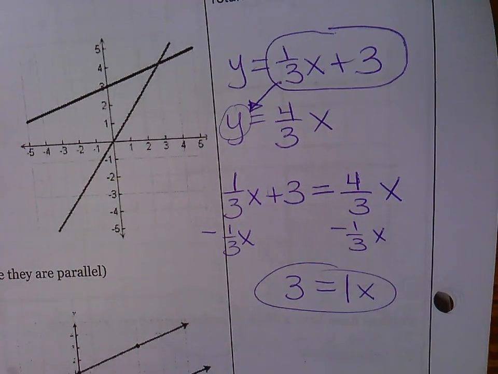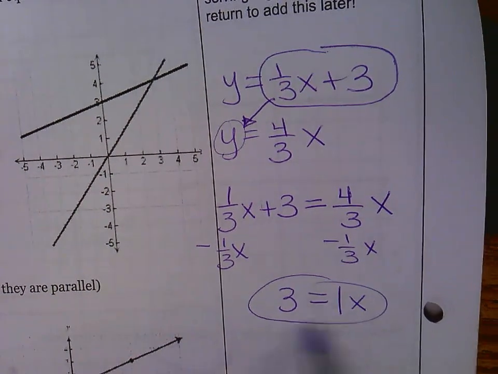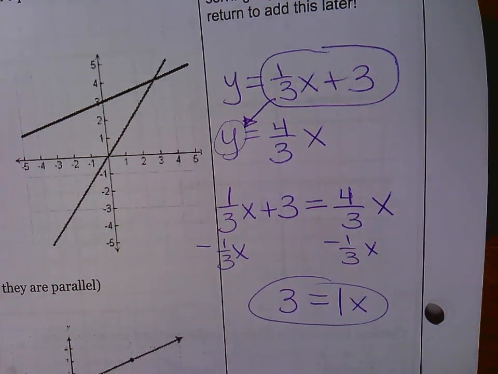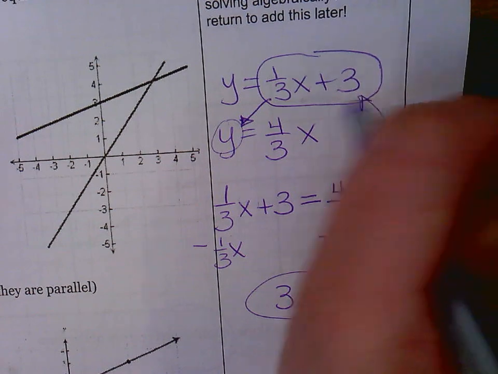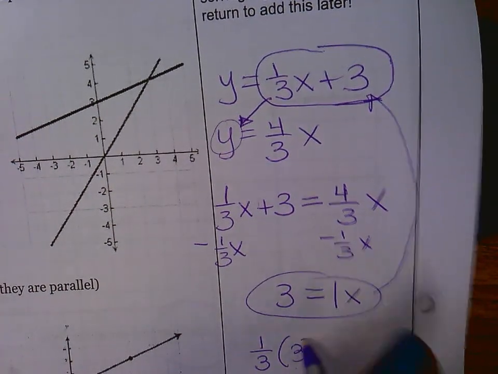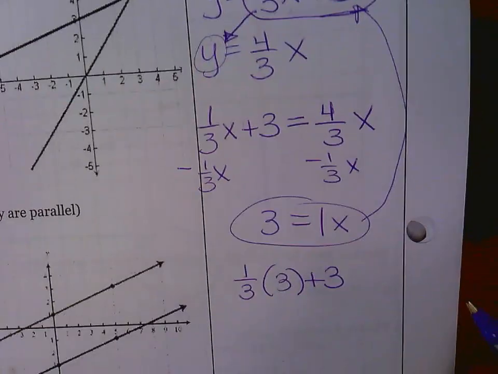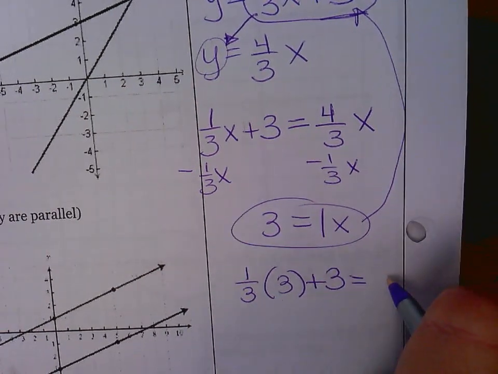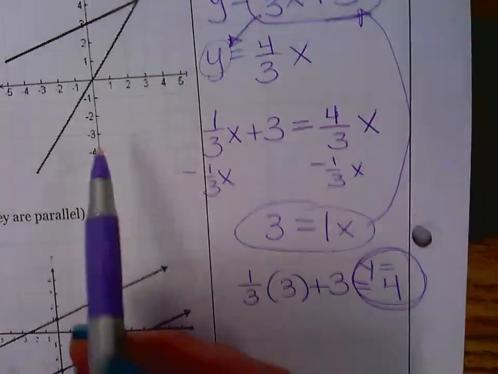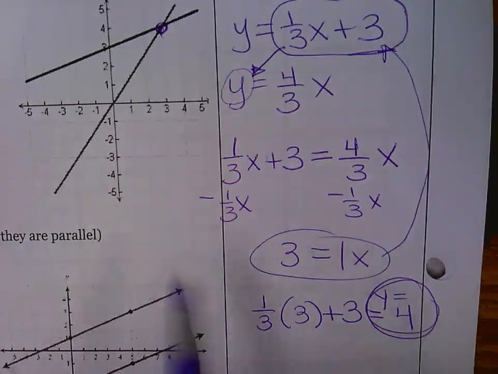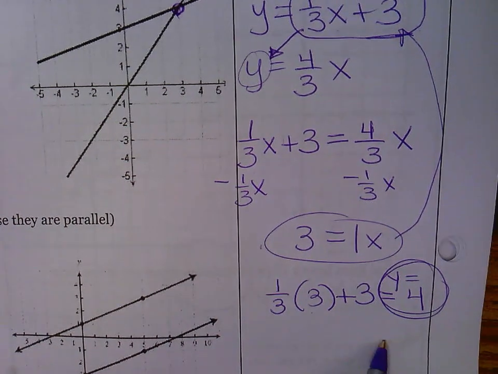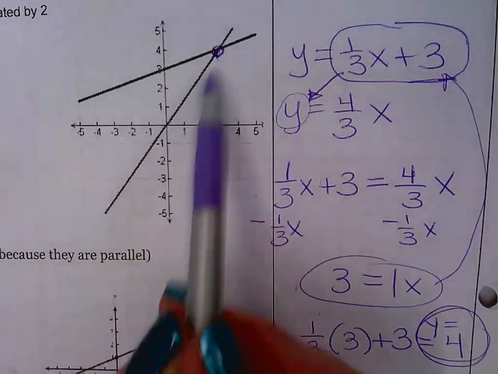And then what's my next step? I'm going to take that 3 and plug it in up here into the original problem, right? So I'm going to say that, okay, I know that x is 3. I'm going to do 1/3 times 3 plus 3 to see if I can figure out my final answer. And my final answer is that y would have to be 4. And didn't I find on my graph over here the point 3, 4 with my lines? So I found that x was 3 and y was 4 using algebra and using the graph.